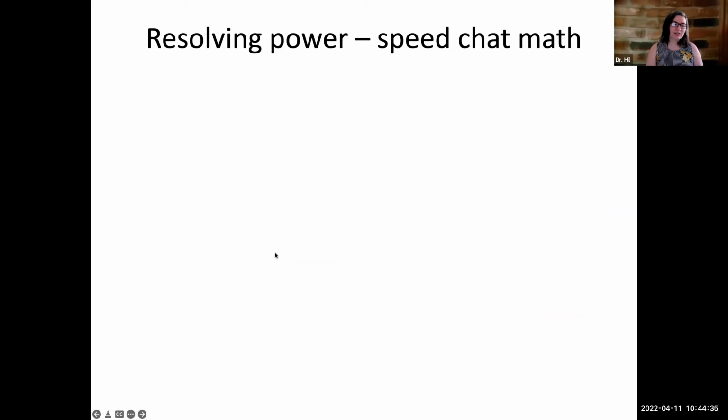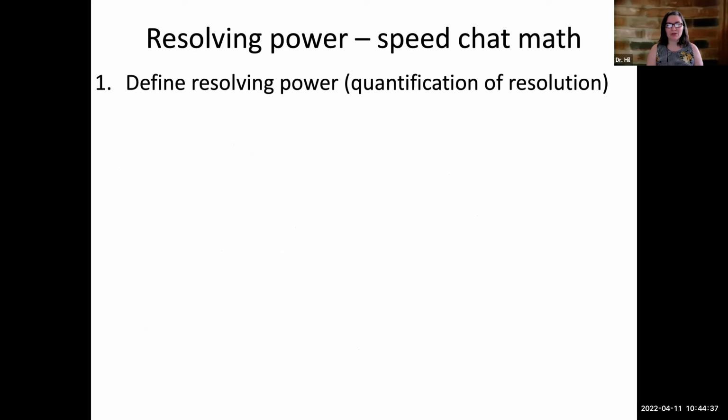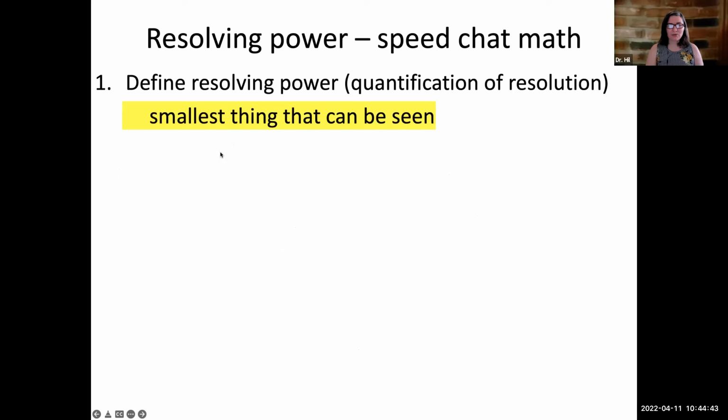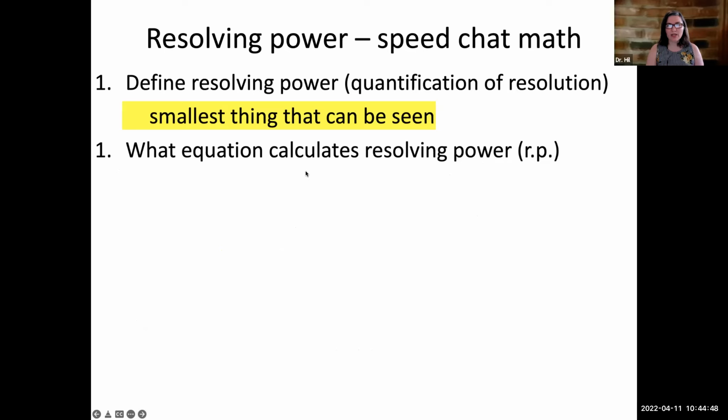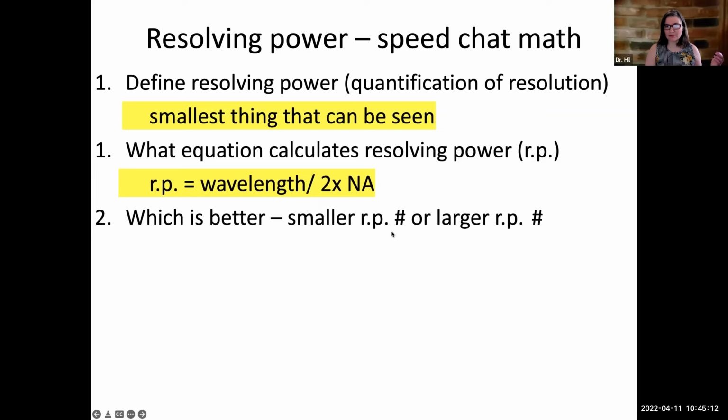Okay, so there's a simple calculation to determine resolving power. I'm sure you've seen it in your prep. But again, let's just remind ourselves what this equation is going to tell us. The smallest thing that can be seen is what it's going to tell us. What is that equation? Put that into the chat if you have not done so already. Some of you have jumped ahead and you've got that equation already in the chat. Yes. The wavelength of incident light divided by 2 times the numerical aperture of the lens.